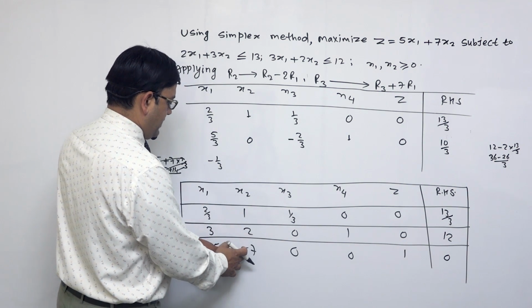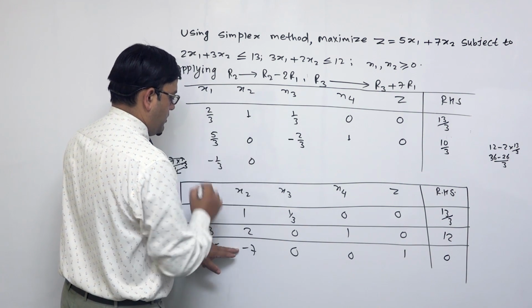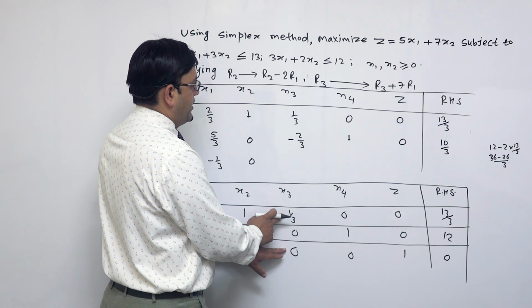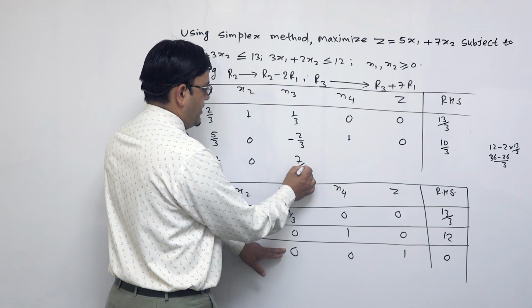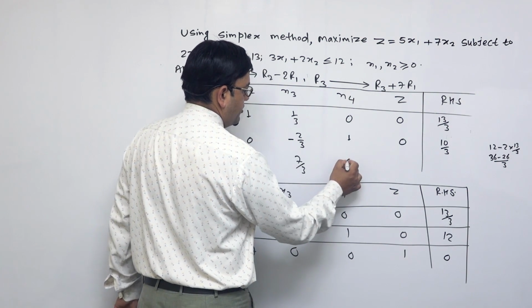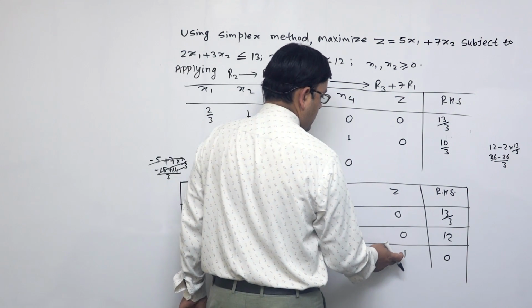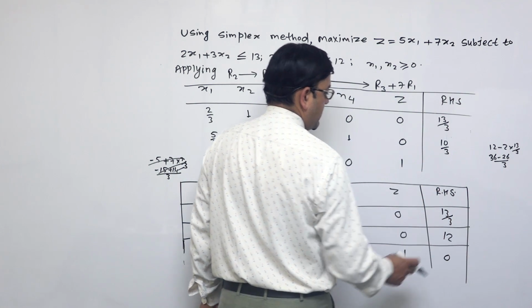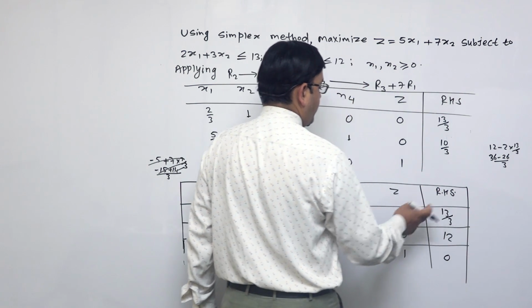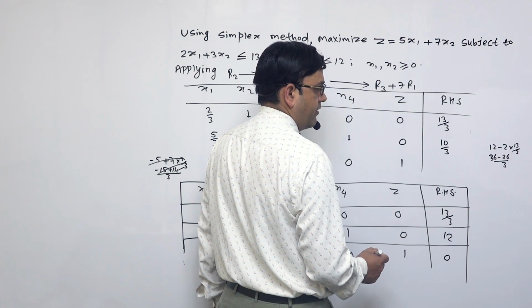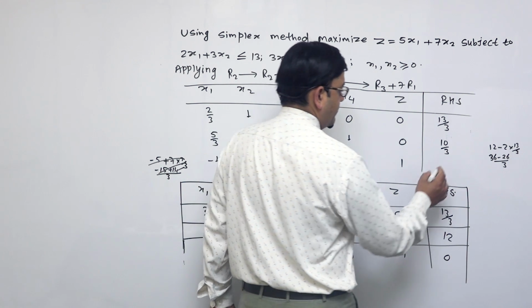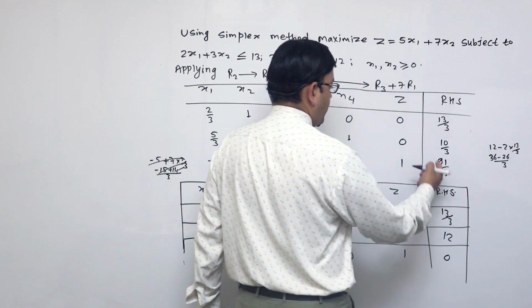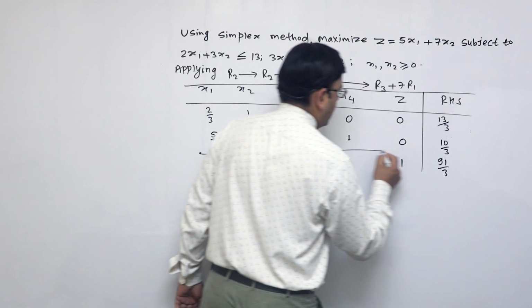Similarly, the next one, -7 plus 7 is 0. Similarly here, 0 plus 7 times 1 by 3 means 7 by 3. So here 0 times that's 0. So 1 plus 0 is 1. And then here 0 plus 7 times 13 by 3. So 91 by 3, because 13 times 7 is 91. Let's separate it like this one.